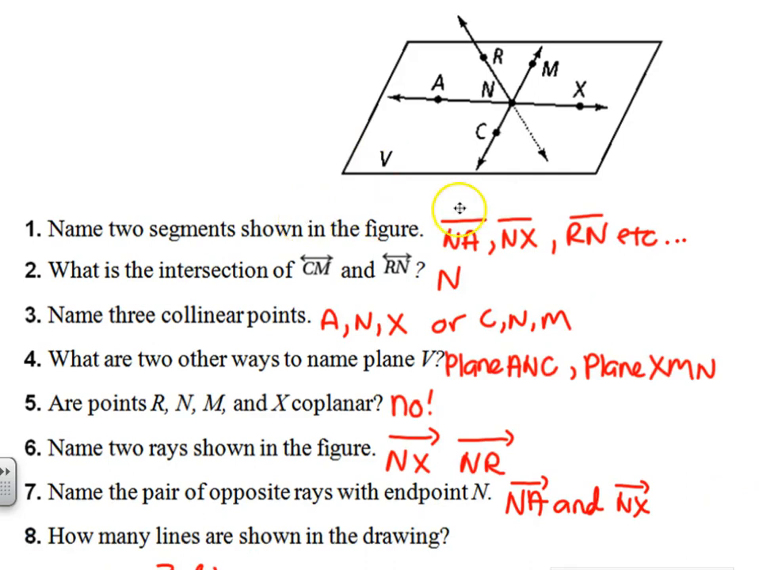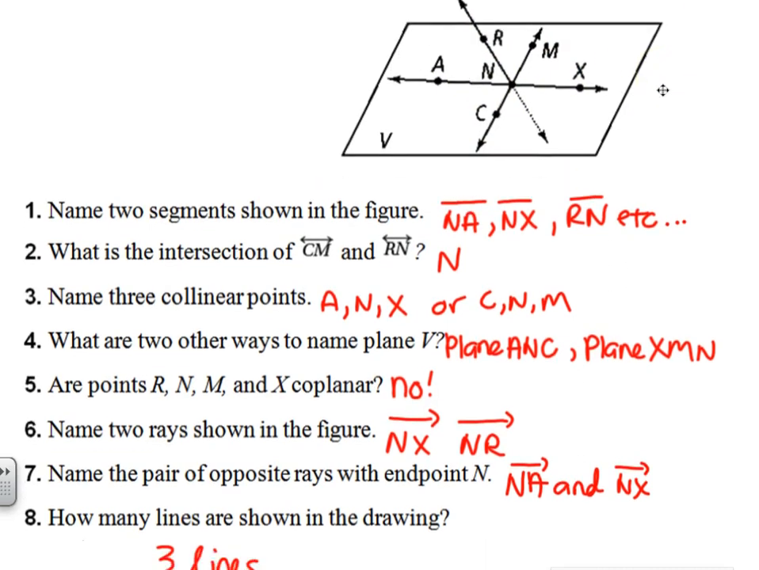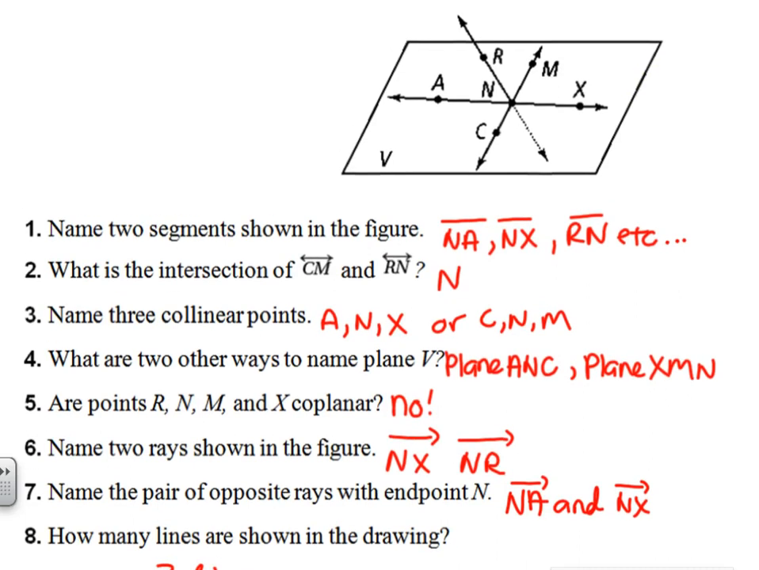2 segments shown in the figure. You have NA, you have NX, NM, NR, and NC, etc. in any order. So lots of line segments. Again, if you understand this, you can totally skip over my explanations. Intersection of CM and RN. So here's line CM. Here's RN piercing the plane, like a pencil going through it, and they're going to intersect at point N.